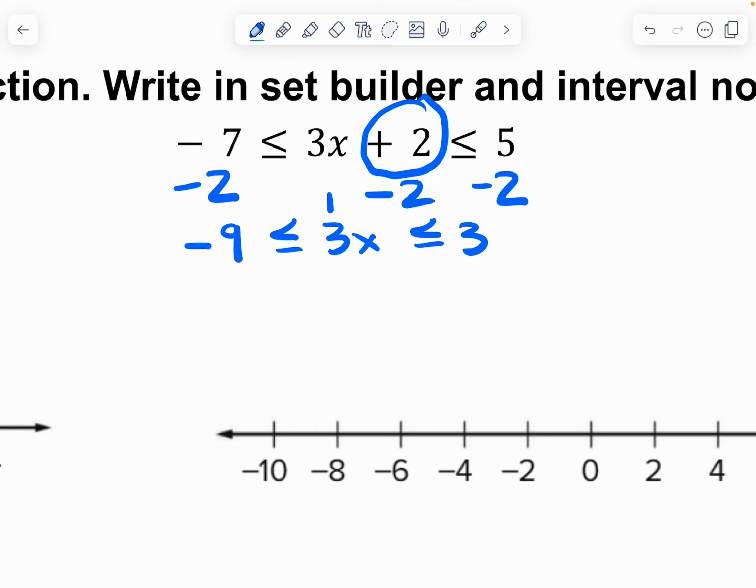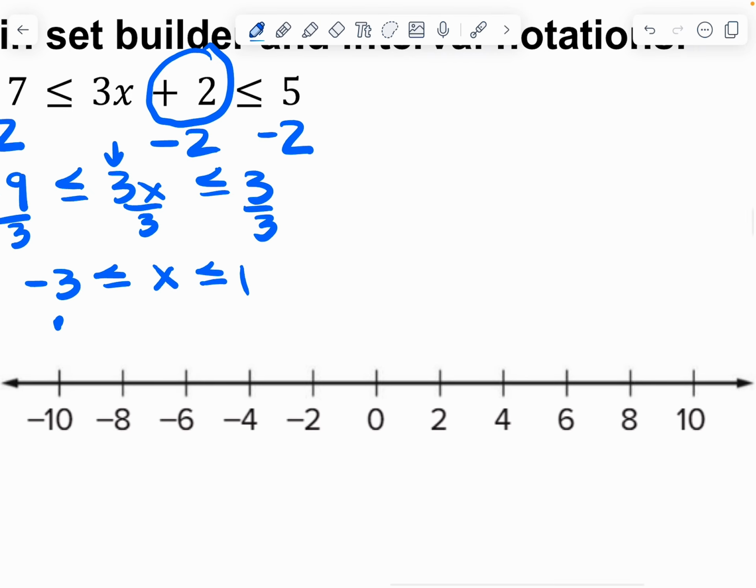I need to get rid of this 3 that's here, and it's multiplied by x. So the opposite of multiplication, or the inverse operation, is dividing. So I'm going to divide everything by 3. So -3 is less than or equal to x, which is less than or equal to 1. So I come down here. They're both closed dots. So I go to -3, which is going to be right here, and I go to 1, which is right here. And it's all the stuff in between.